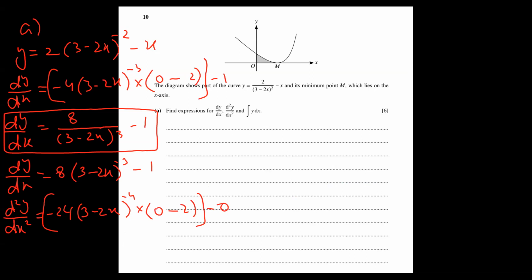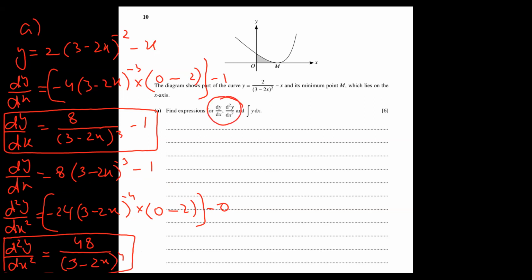After this, I have to convert it to the last shape of this question. This -2 into negative 24 becomes 48 positive. And this power -4 goes in the denominator and turns positive: (3 minus 2x) to the power 4. And this is my final answer for part number 2. So we have done the first derivative and the second derivative.